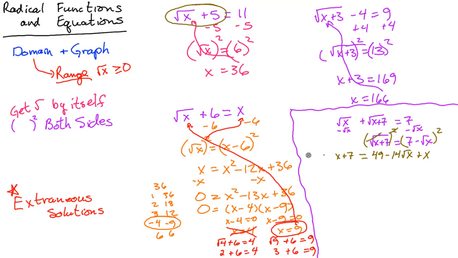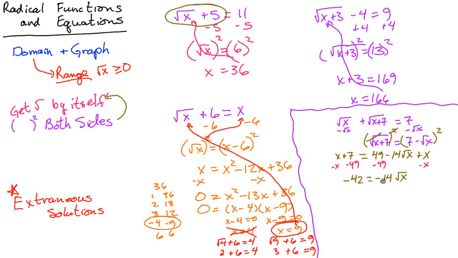So we now need to go back up here and get the square root by itself again. We're going to subtract 49 from both sides, minus 49, minus 49. And notice we can subtract this x off and this x off. So now what's left is negative 42 equals a negative 14 square roots of x.